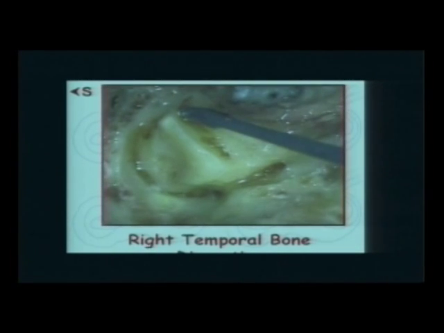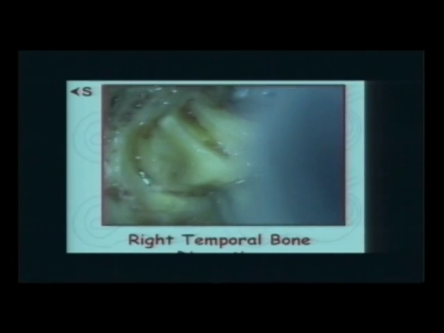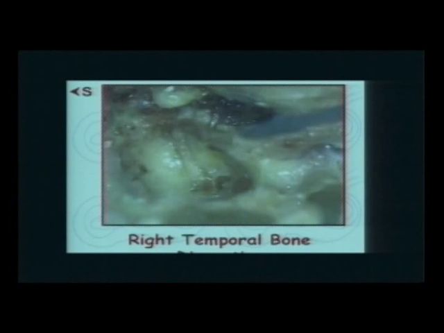Now, I've drilled out the lateral canal, showed the lumen of the canal. And then I drilled out the superior semicircular canal and the posterior canal. You see the common lumen is right there. This canal has two separate openings. The superior canal has a common opening with the posterior. I drilled out all the canals now, and I'm looking into the vestibule. I've even drilled out the medial wall of the vestibule.